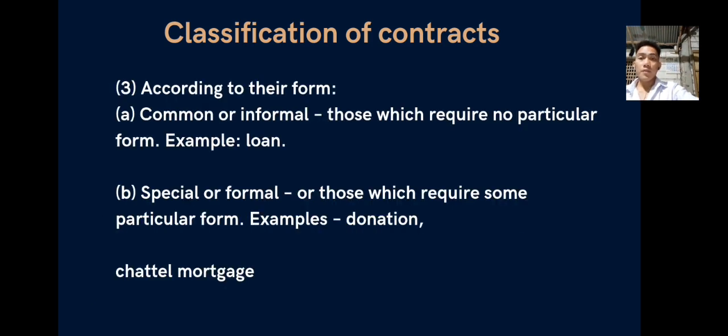The third classification of contract is according to their form. First, common or informal, those which require no particular form. Example is loan, which has no particular form. Second is the special or formal, or those which require some particular form. Examples are the donation and chattel mortgage.